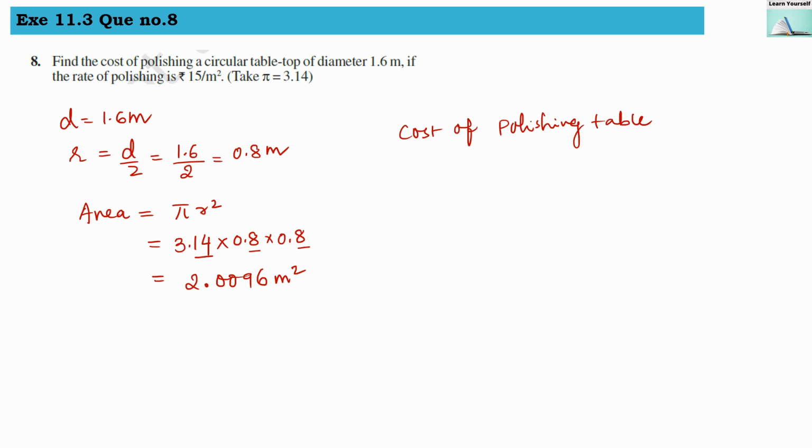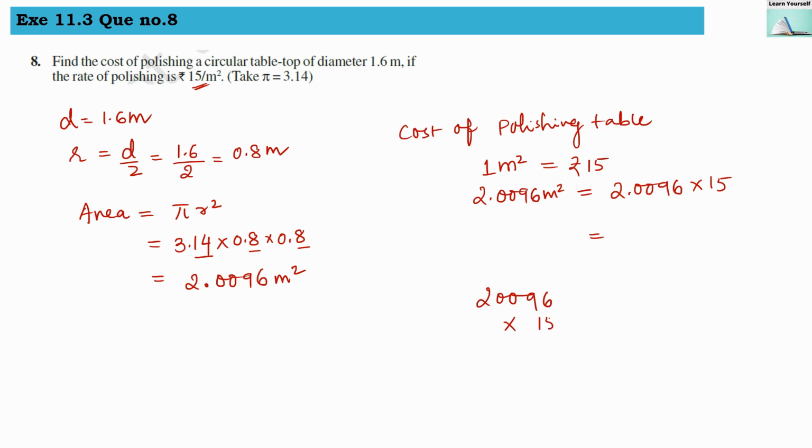Cost of polishing the table. With this area you can directly multiply by the cost, or you can find it via the unitary method, that 1 meter square polishing cost is rupees 15. How many meter square do we have here? So 2.0096 meter square we have here. So it is going to be 2.0096 into 15. So let us multiply this. It is in multiplication with 15.